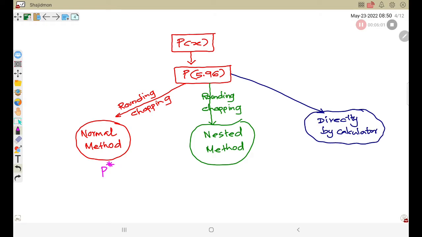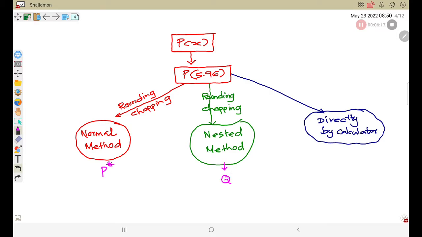Because we are using rounding or chopping, how can we find the approximate value? By using the nested method or bracketed method. We are representing a special notation. For the nested method, we always represent this section using the notation Q.